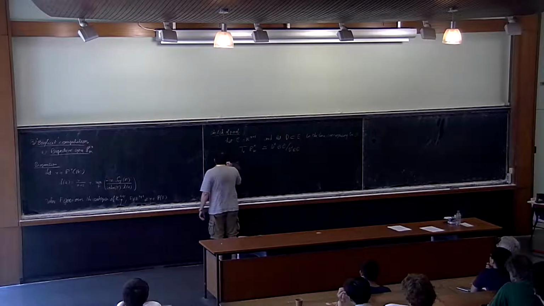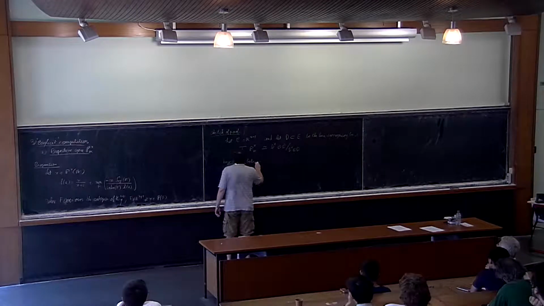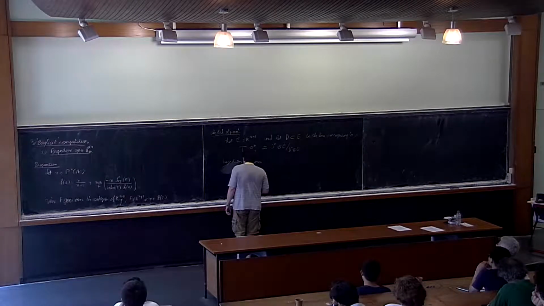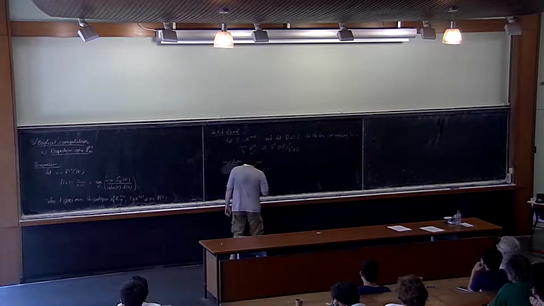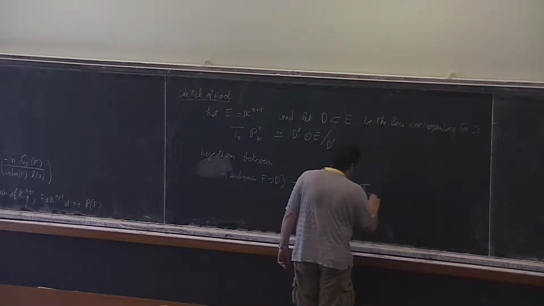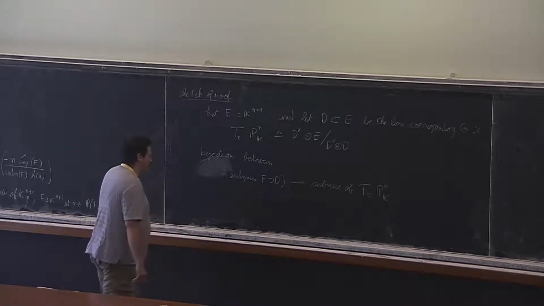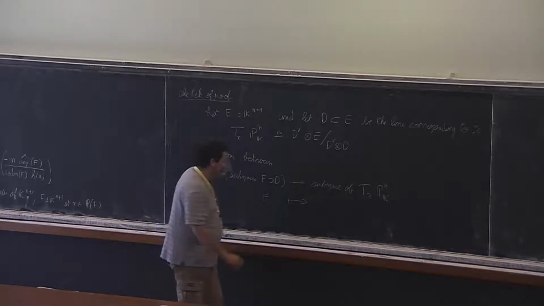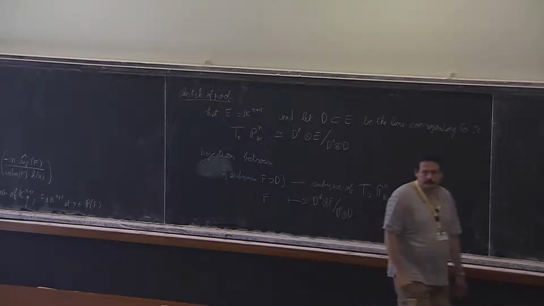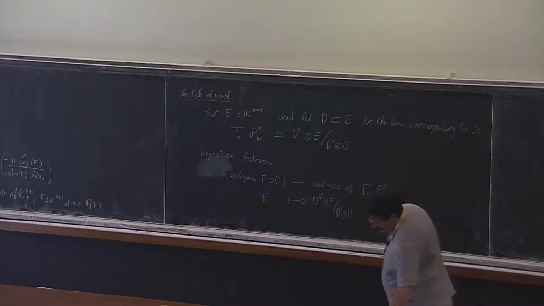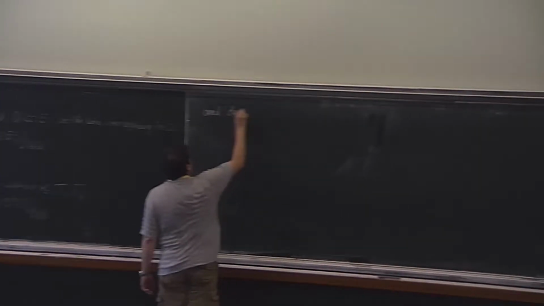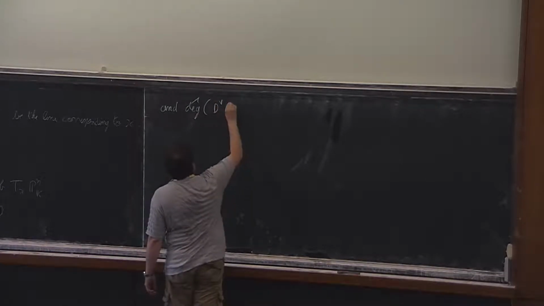You get that there is a one-to-one map between the subspaces F, which contain D, and the subspaces of the tangent space at x, which simply maps some subspace F to D dual tensorized by F over D dual tensorized by D. And then you can look at the degree of that. So what is the degree of this quotient?